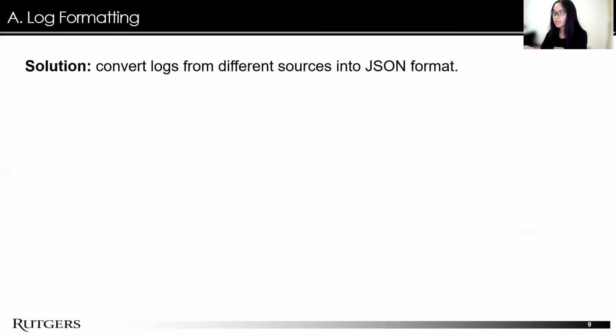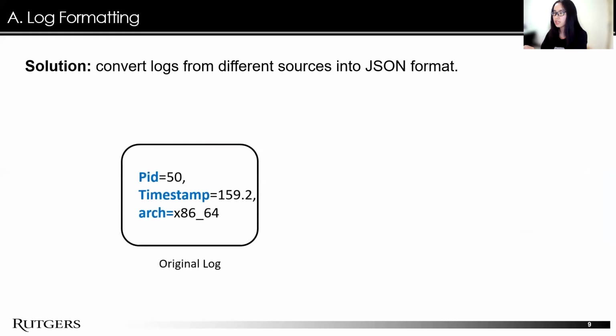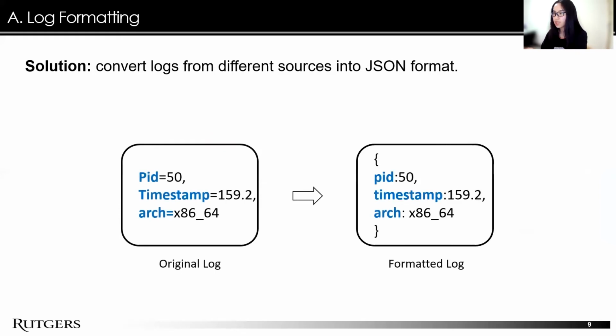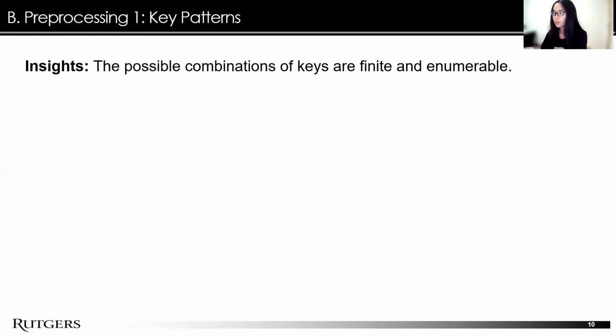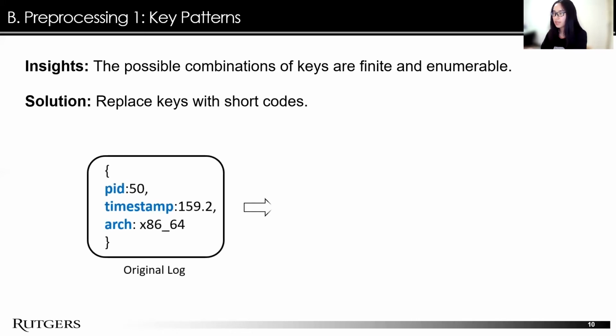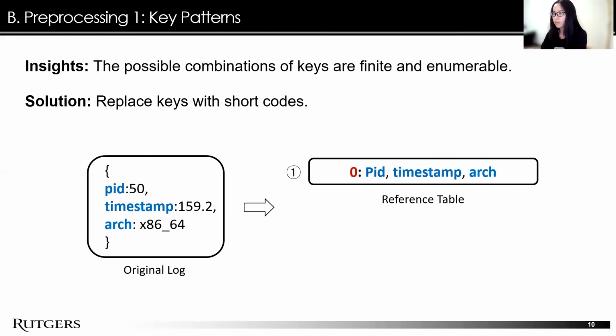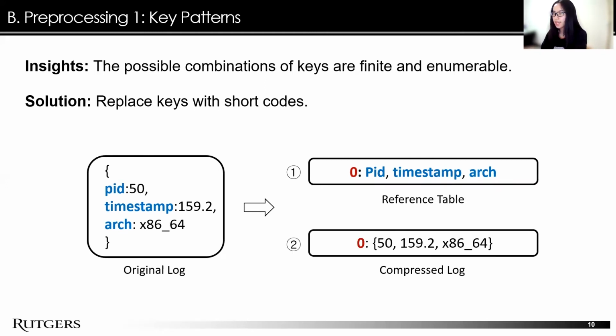In step 1, ELISE first converts logs from different sources into JSON format, which makes the processing of different logs easier. Then ELISE does preprocessing with several processing rules to remove log redundancies. We observe that the possible combinations of cases in the log file are innumerable. Therefore, in the first preprocessing rule, we replace the case in a log entry with short codes. For example, given a log entry, we summarize its case and give the case an identification number. Then we replace the case with the number. This preprocessing could significantly reduce the storage overhead caused by cases in log files.